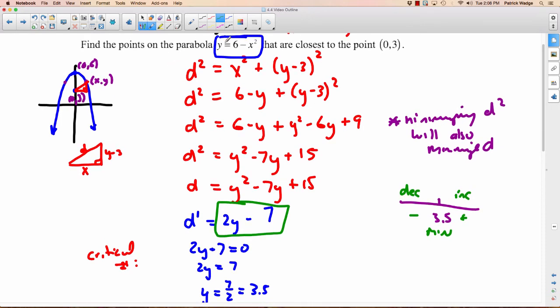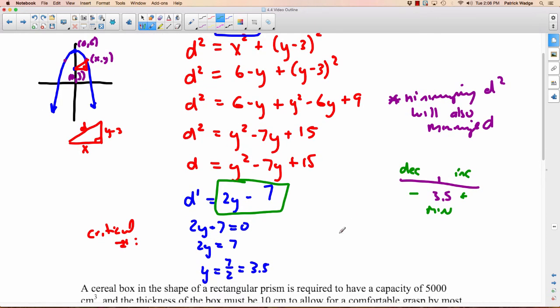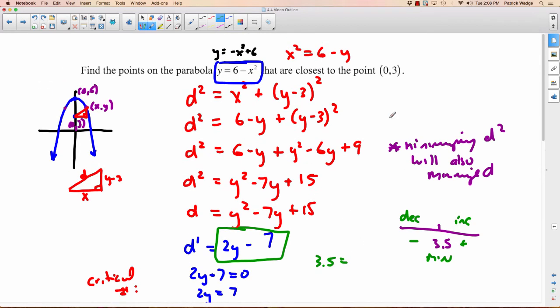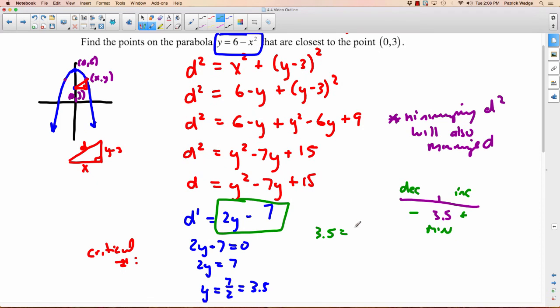So we're going to have 3.5 equals 6 minus x squared. Bring the x squared over. Bring the 3.5 over. You get x squared equals 2.5, or x equals the square root of 2.5. Don't forget, you have to put plus or minus because you're solving by taking square roots.